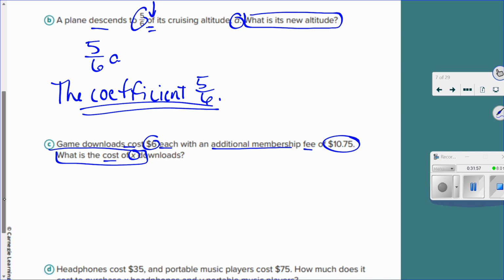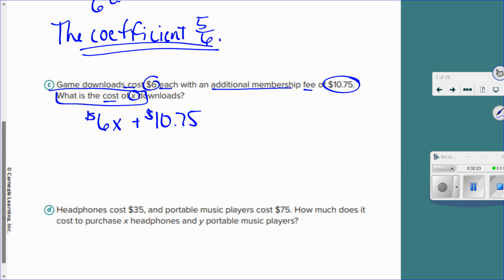And what operation? Good. So those are big catches. And I said, well, I'm doing that x $6 every time, right? But then I need to add the 1075 that I have to do once. So what is my coefficient? No, x is my variable. My coefficient is the number that is multiplying the variable. 6. So the coefficient is 6.